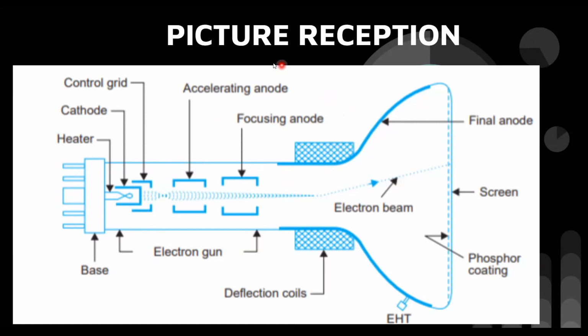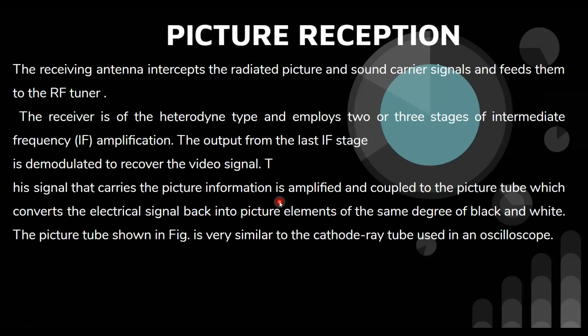Generally, what are the receivers in our past studies? The superheterodyne receiver is very popular for TV broadcasting. The receiver of superheterodyne type employs 2 or 3 stages of IF amplification. Finally, the output of the last IF stage will be demodulated to recover the video signal.